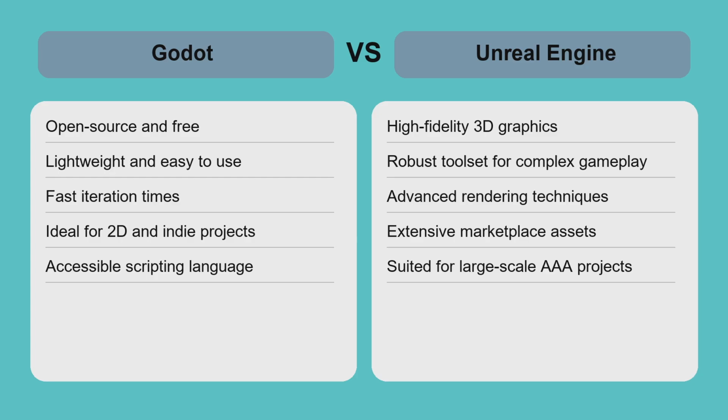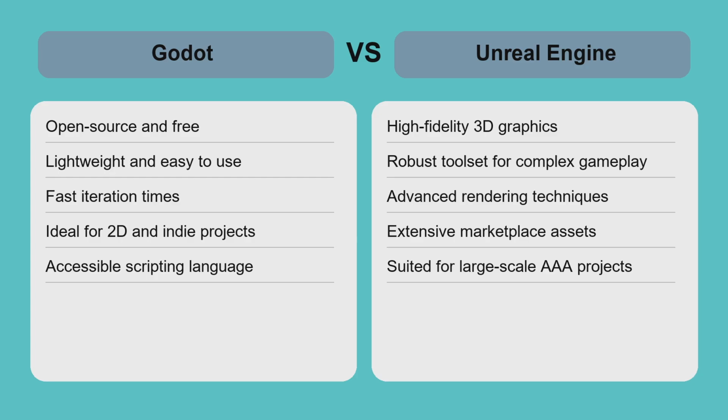Unreal Engine, on the other hand, provides unmatched graphical fidelity and advanced tools suited for AAA quality games and large teams. It handles complex 3D scenes and visual effects with ease but requires more technical expertise and hardware resources. For example, a solo developer creating a 2D platformer will benefit from Godot's simplicity, while a studio building a photorealistic open-world game will gain from Unreal's capabilities.